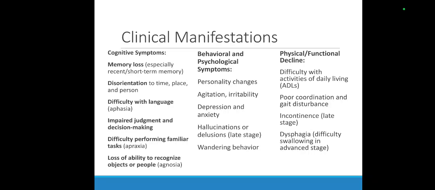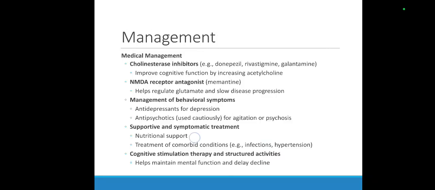Now, for behavioral and psychological symptoms, this may include personality changes, agitation, irritability, depression and anxiety, hallucinations or delusions in late stage of Alzheimer's disease. We have wandering behavior. For physical or functional decline, they have difficulty with performing their daily activities of living. We have poor coordination and gait disturbance. We have incontinence, which is usually in late stage, and dysphagia or difficulty of swallowing in advanced stage.